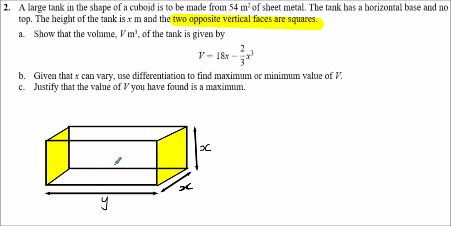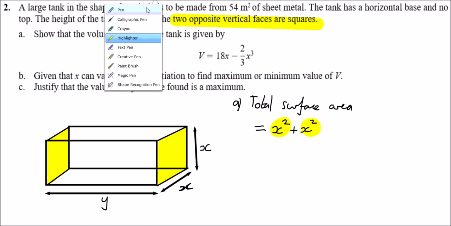Like so. So then we can think now, for part A, what the total surface area of this tank is going to be. Well, we're going to have these two faces, which are going to be x squared here and x squared on the other side. So that's where the x squareds come from.